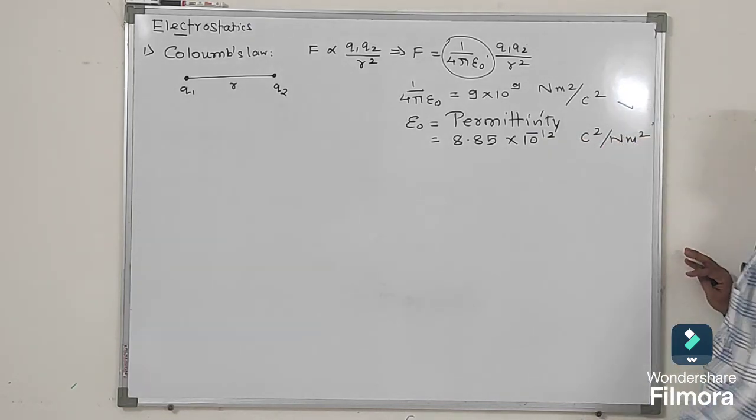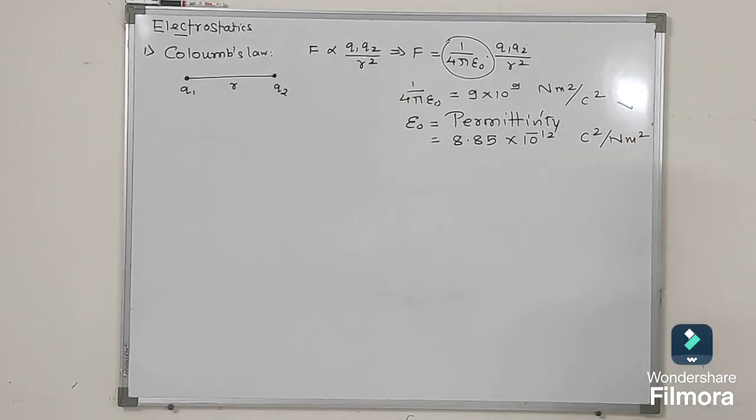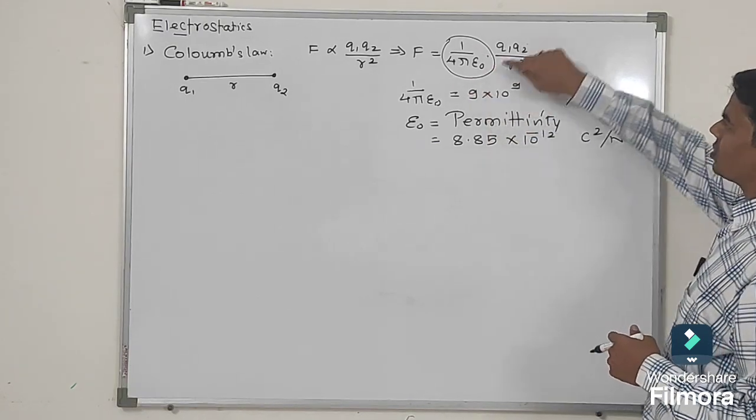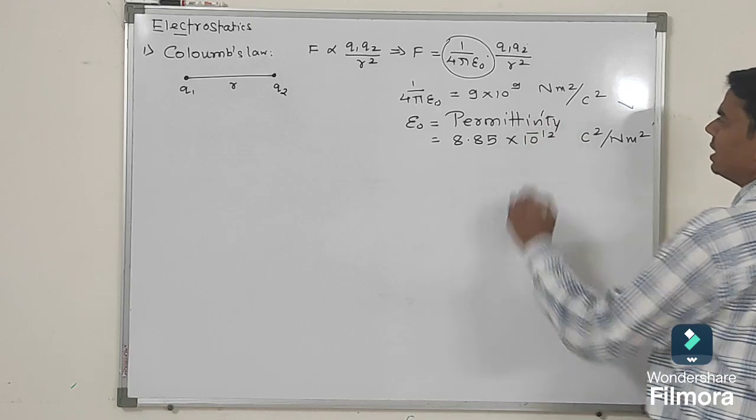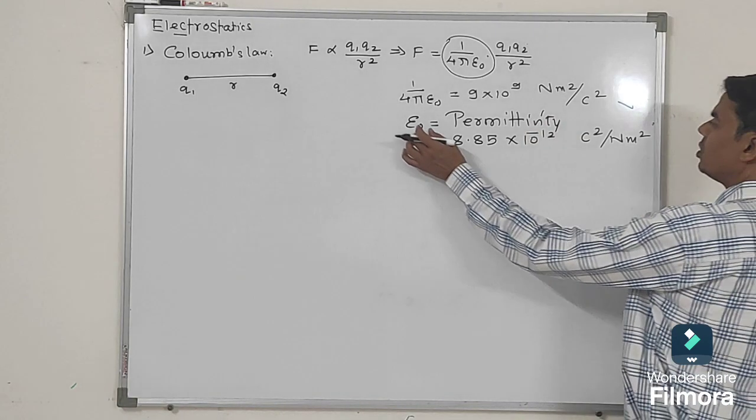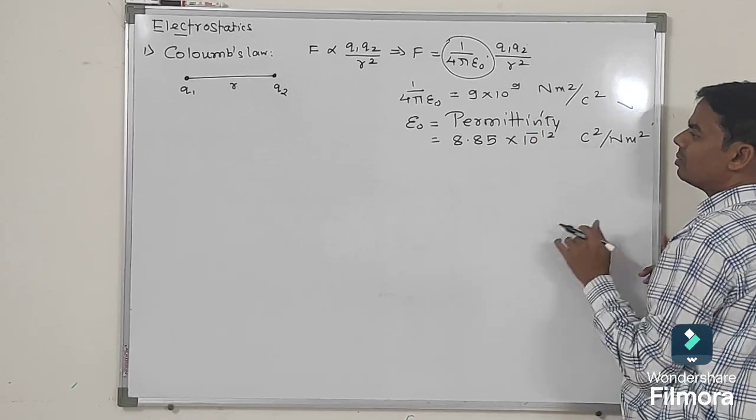So Coulomb's law: the force of attraction or repulsion between two charges is directly proportional to the product of the magnitude of charges and inversely proportional to the square of the distance between them. In equation format, we can write F is equal to 1 upon 4 pi epsilon 0, q1 q2 upon r square, where 1 upon 4 pi epsilon 0 is 9 into 10 raised to 9 Newton meter square per Coulomb square. Epsilon 0 is 8.85 into 10 raised to minus 12 Coulomb square per Newton meter square.